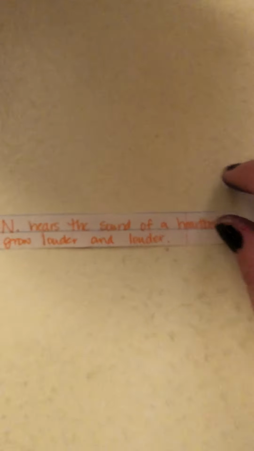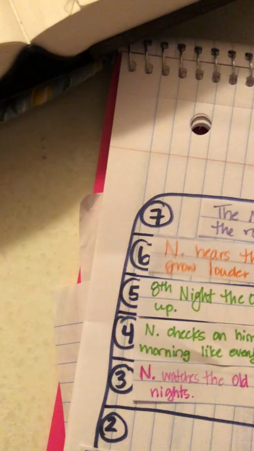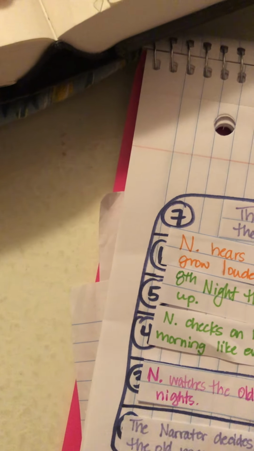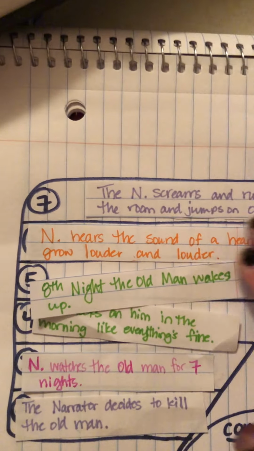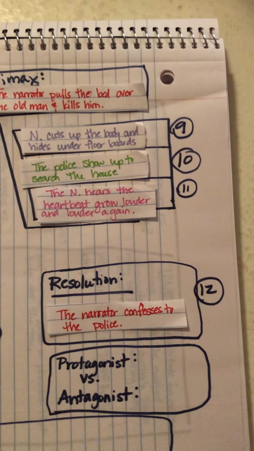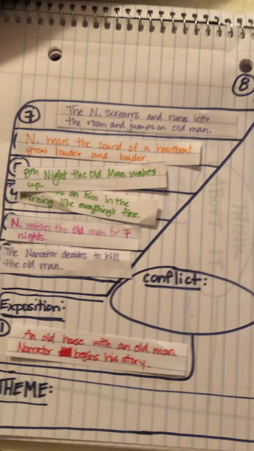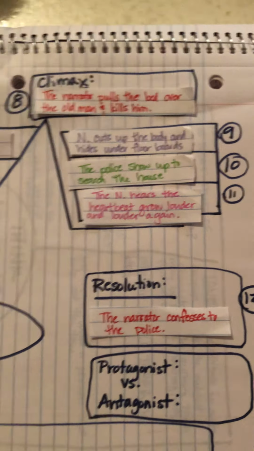The narrator hears the sound of a heartbeat grow louder and louder. So that would be over here. So it looks like we've got all of our events in the right order, see? And so you want to check your plot diagram and make sure that you got it right, okay? Pause the video on parts if you need to.